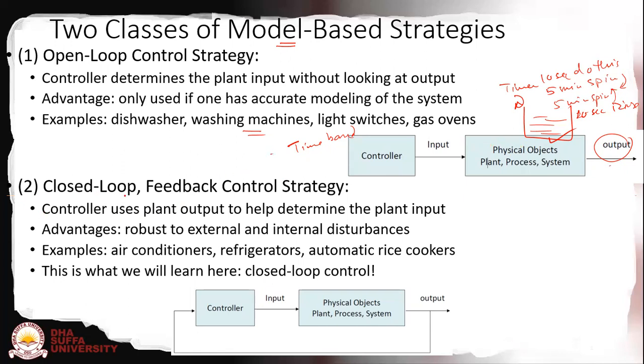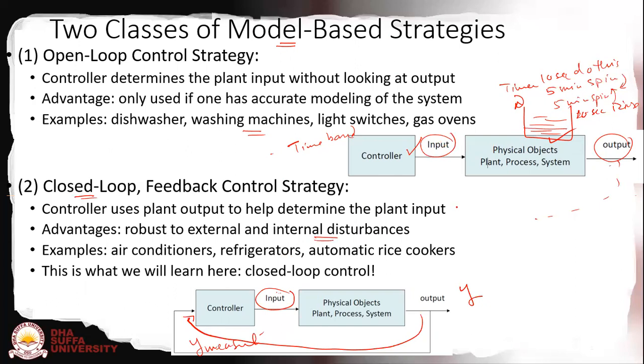The second is closed loop control. In closed loop control, we actually close this loop, and the controller has a sense of the output by its measurement. The controller uses the plant output to help determine the plant input, so that this input is determined based on the current situation. The advantage is that it becomes robust to external or internal disturbances. For example, if for any reason the water intake is not enough, it will take proper action. It will stop the valve and other things.